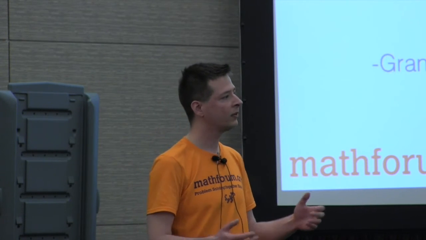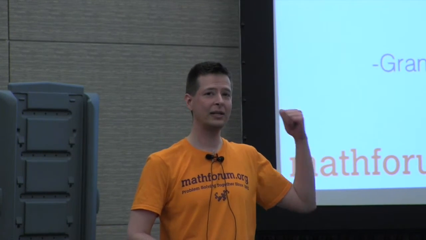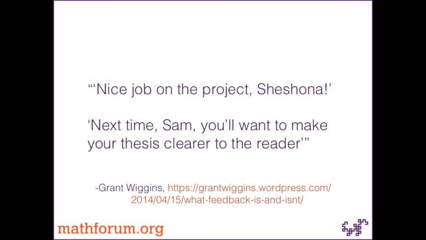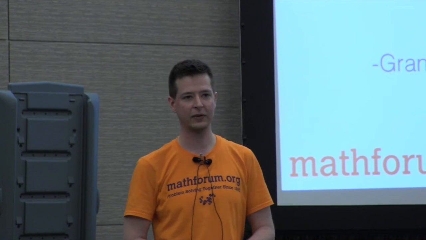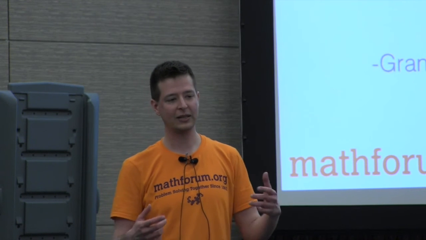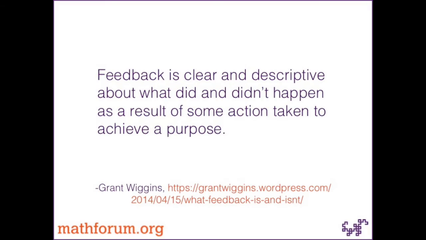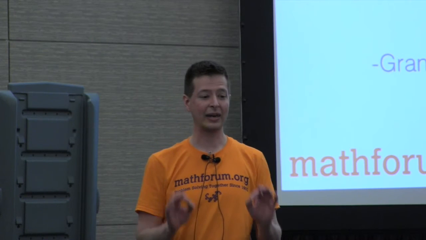When we talk to kids about feedback, we know these are not good examples of feedback. We don't go up to a kid and say, hey, nice job, that's all your feedback for today. Sam, you got to do a better job, that's all your feedback for today. We know to give feedback to kids that's specific and it's clear and descriptive about what did or didn't happen based on the action you took to achieve a purpose. That's Grant Wiggins' definition of feedback, and I love it.